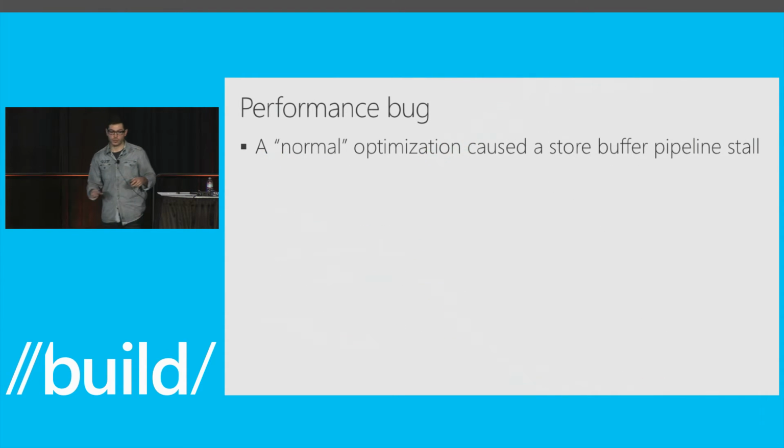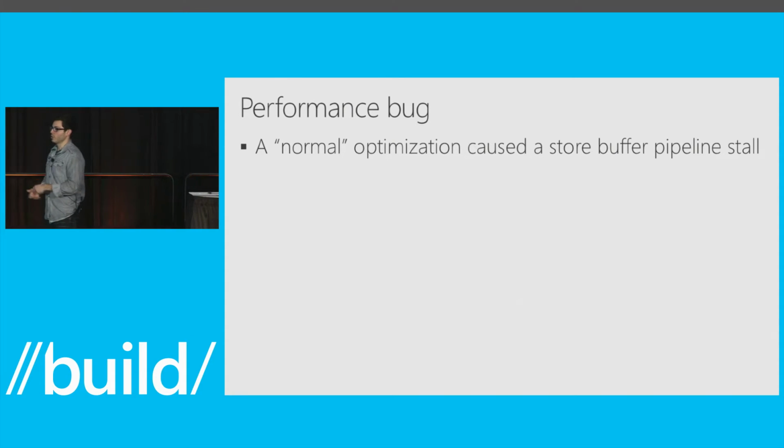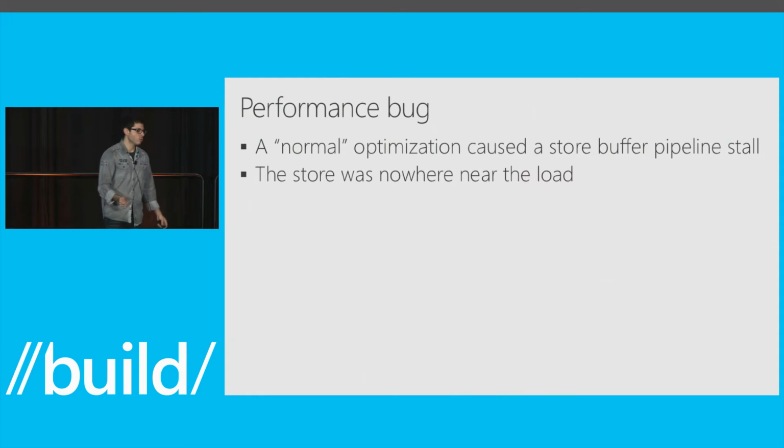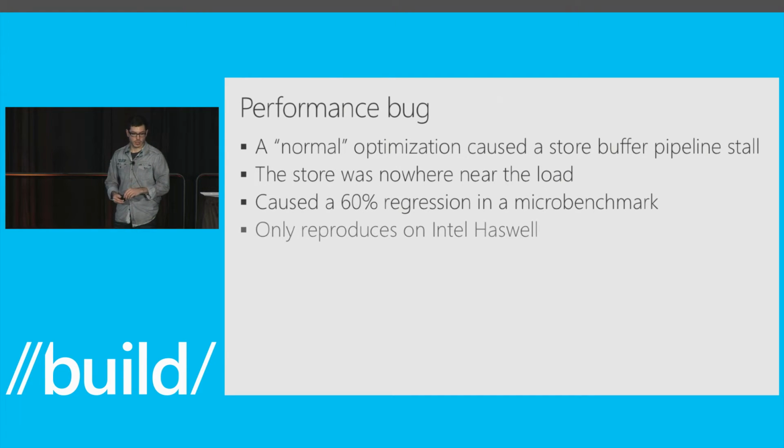So I want to do a recap of this, because I know this is really confusing. But basically, this is just a normal optimization. Look, the chips now support 256-bit instructions. We should be taking advantage of that. Well, that's what we tried to do here. But it then caused the problem in the store buffer. The store was absolutely nowhere near the load. I cannot stress that enough. It's a huge deal. And yes, this caused a 60% regression in the micro benchmark, and it only reproduced on Haswell.